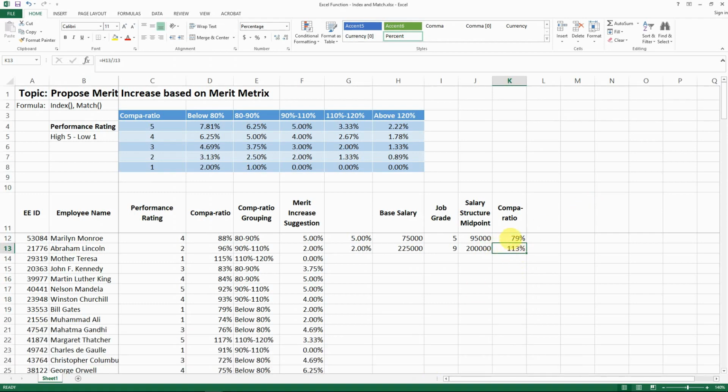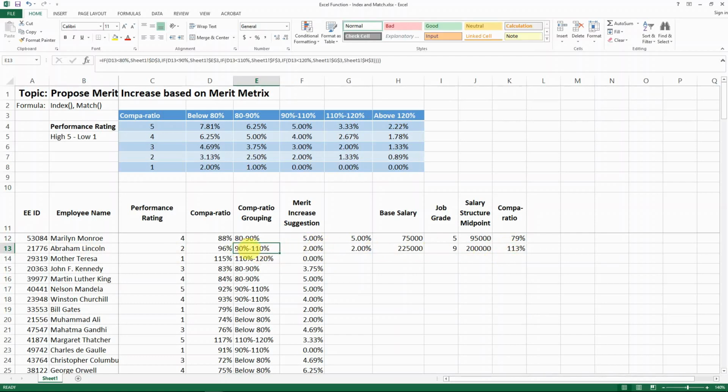So this is how we calculate the compa-ratio percent for each individual employee. And after you have the compa-ratio, it is very easy to group them using this formula, with whatever percentage makes sense for your company. It's an if statement, and it will group your compa-ratio into any kind of compa-ratio groups that you want to define. It can be 80 to 120. It can also be maybe 75 to 125. It will depend on the specific situation of your company. So this is how I come up with the compa-ratio for individual employees and the grouping for each individual employee.